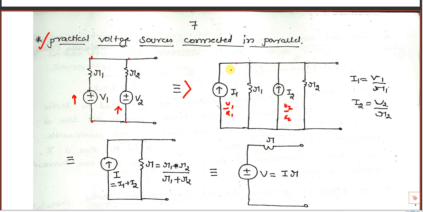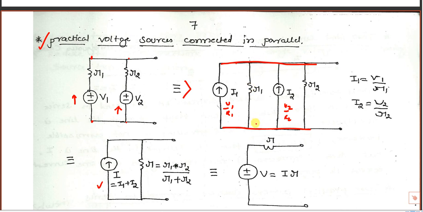Now this whole thing is entire one node, because there are no other elements. Here also there is no other element. This whole is one node. And two currents are flowing towards this node, both are going towards the node. So I1 and I2 will be added.